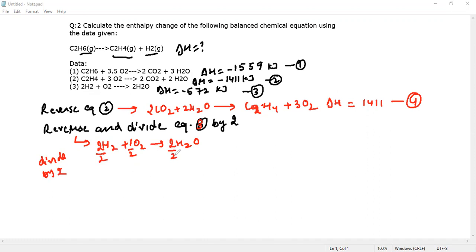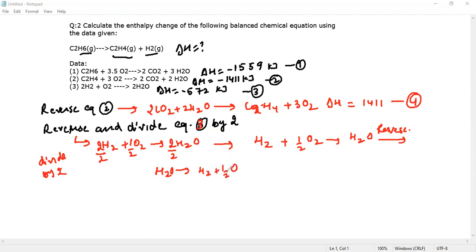So what do we have is, I will write here: hydrogen plus half oxygen becomes water, right? So this is your equation. And then you need to reverse it also. Then I will write reverse. So after reversing, what do we have? Water becomes hydrogen plus half oxygen. Now we get hydrogen on the product side, which we want here in the final equation. So this is your equation number 5.